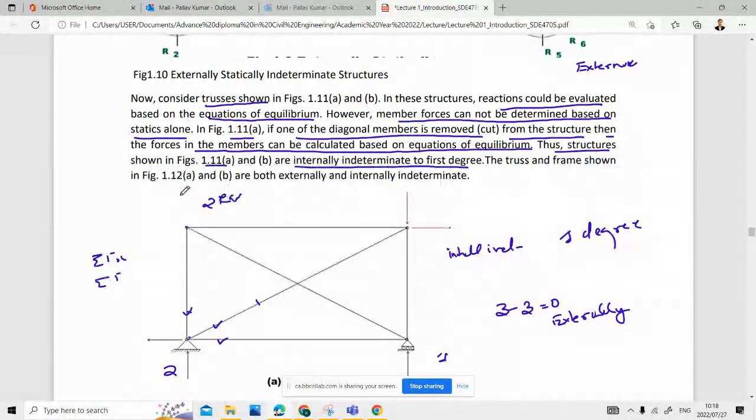The truss frame member shown is both externally, sorry, I've just made a mistake. There are only 2 available equations, sorry. There are 3 unknowns with 2 available equations. There is no moment equation, right? To get a moment at this point. So it is externally and internally indeterminate. Okay.